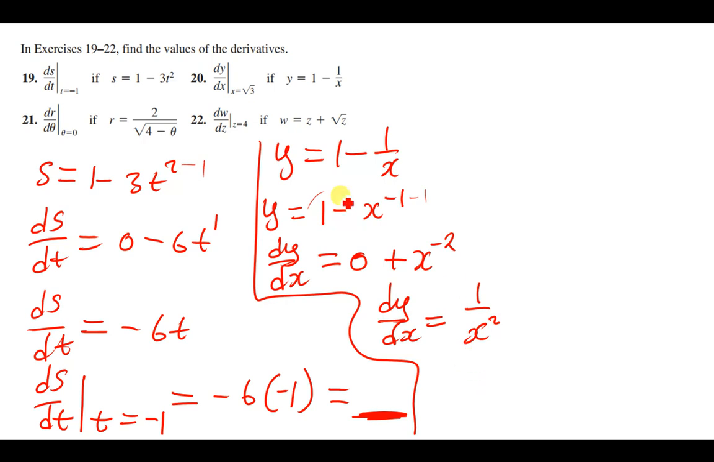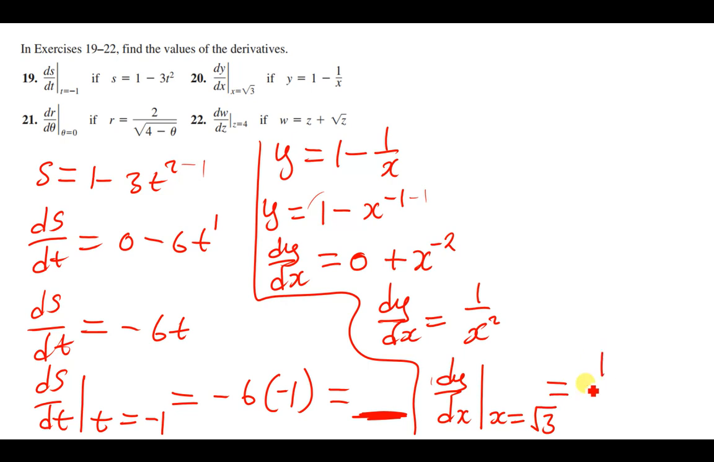Now let us find dy/dx at the point where x is equal to the square root of 3. We find dy/dx at the point where x is equal to the root of 3. This is just found by replacing x with the square root of 3.